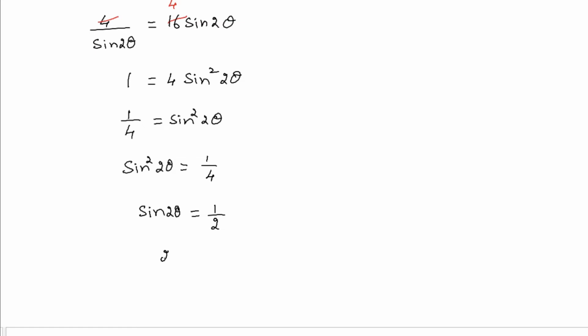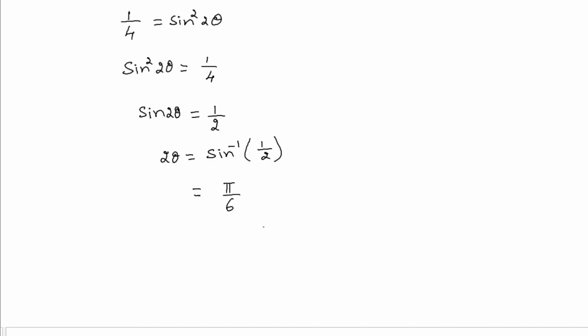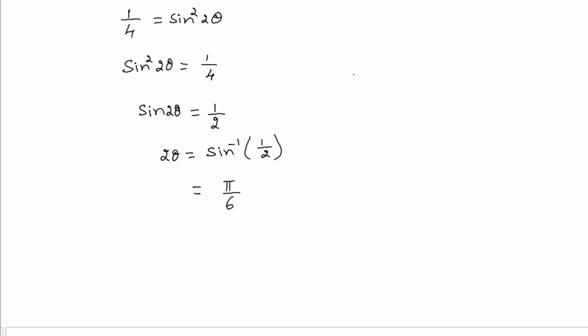So 2 theta will be equal to, if you take sine to the other side, it becomes sine inverse of half. The value of sine inverse of half is 30 degrees, which is nothing but pi by 6. Sine 30 is half, therefore sine inverse of half is 30 degrees, which is pi by 6. So we got 2 theta equal to pi by 6.